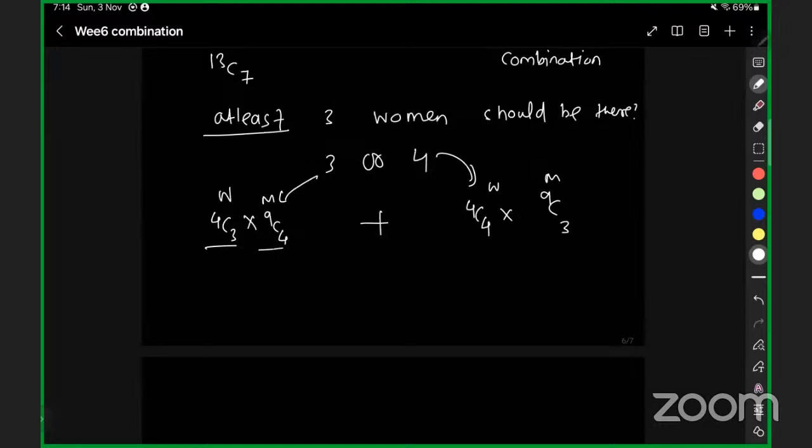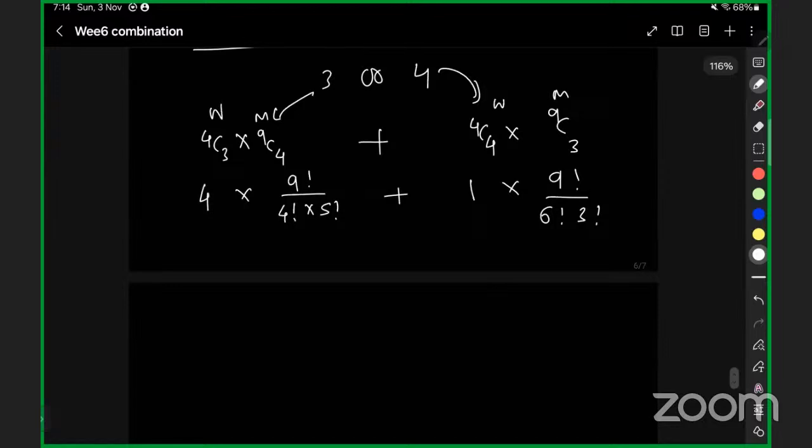So this 4C3 is 4, and 9C4 is going to be 9 factorial by 4 factorial into 5 factorial, plus 4C4 is 1. 9C3 is 9 factorial by 6 factorial into 3 factorial. Okay. So 9 factorial could be 9 into 8 into 7 into 6 divided by 4 into 3 into 2 into 1.